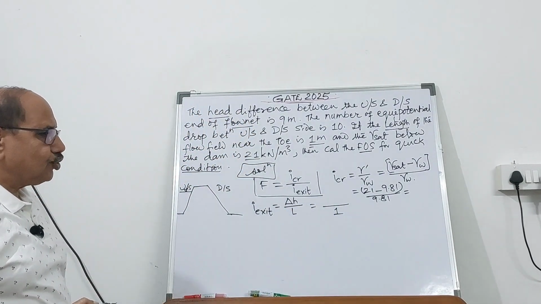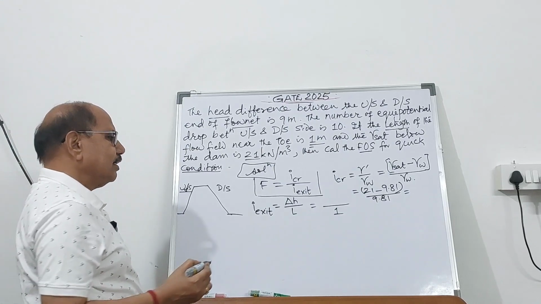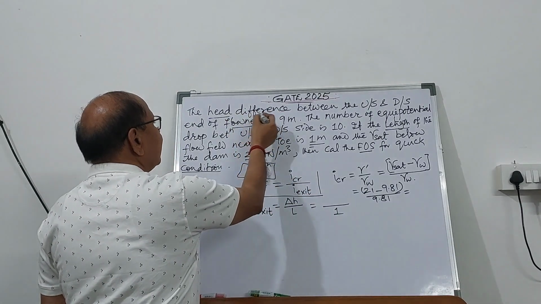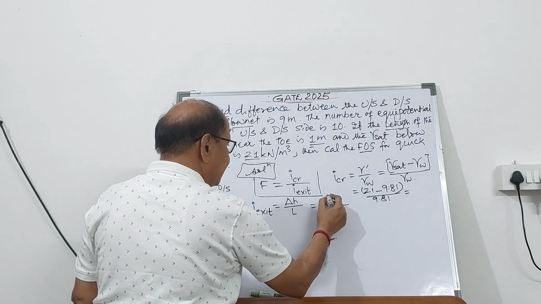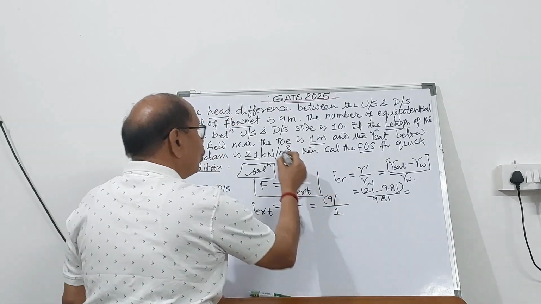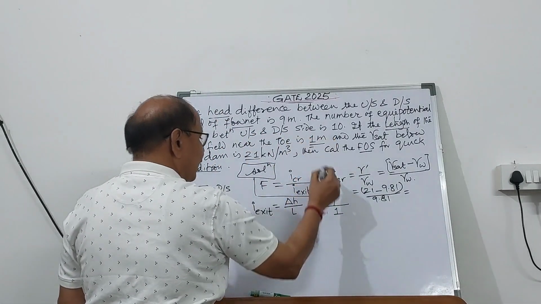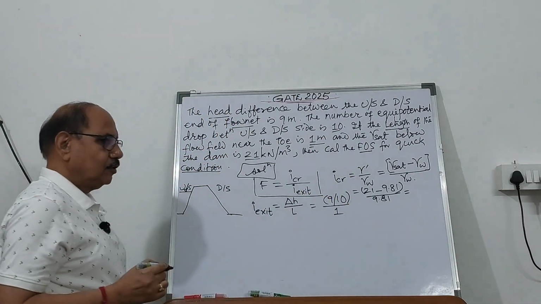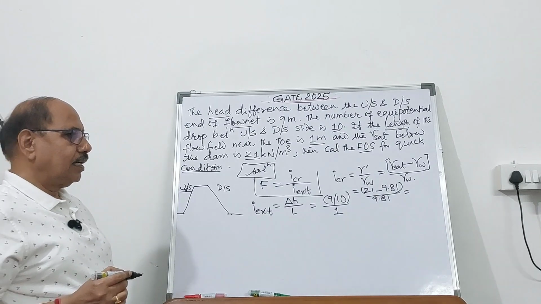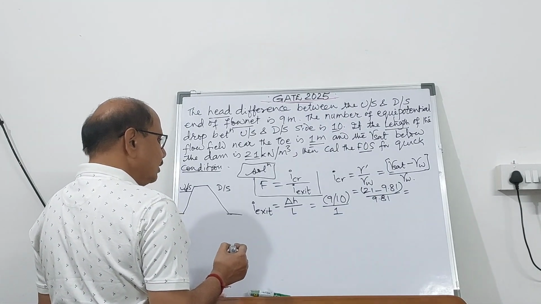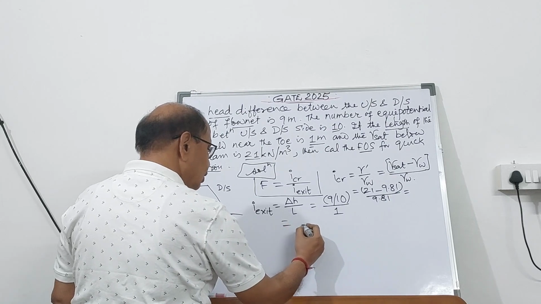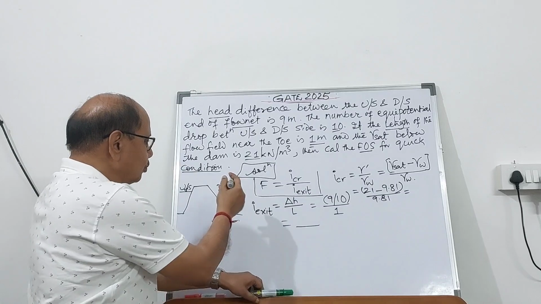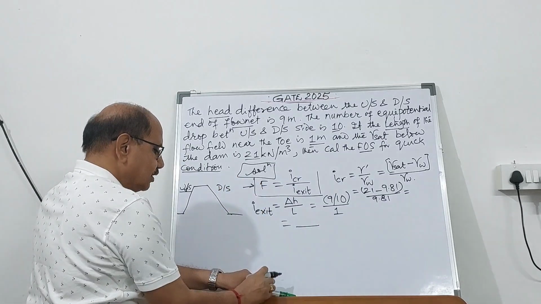And the delta H you can always calculate as the total head difference, which is 9 meter, over the total equipotential drop of 10. So it is going to be 9 by 10 divided by 1. So you can calculate this also. Take the calculator, and then you can calculate the factor of safety.